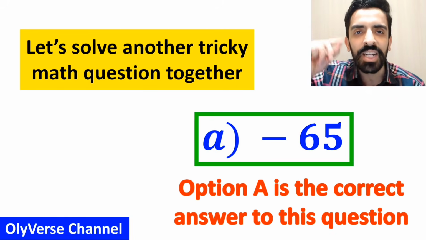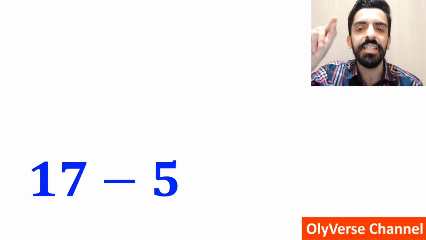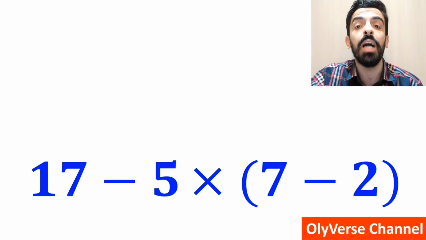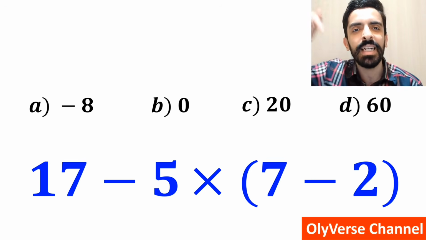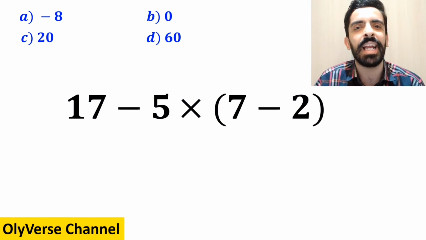Alright, now let's solve another tricky math question together. What is the value of the expression 17 minus 5 times open parenthesis 7 minus 2 close parenthesis? Which option do you think is the correct answer to this question? Let's take a closer look and solve it together.